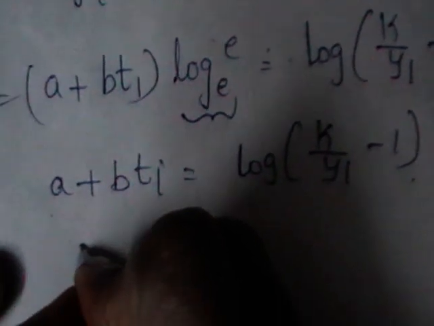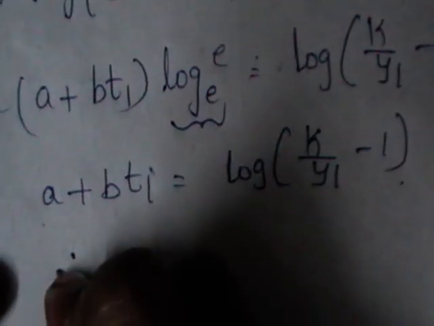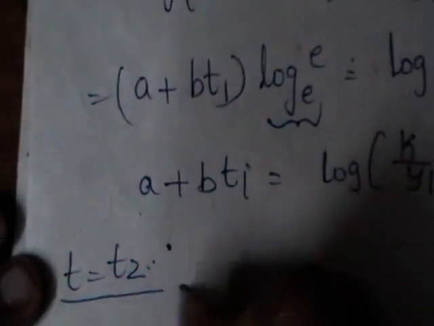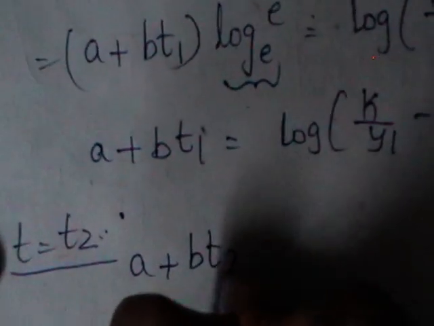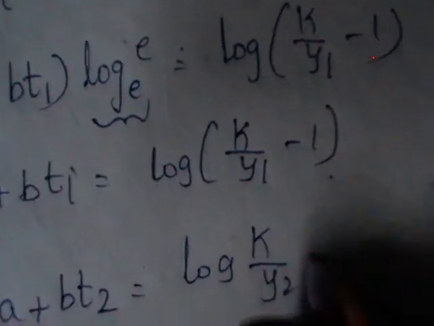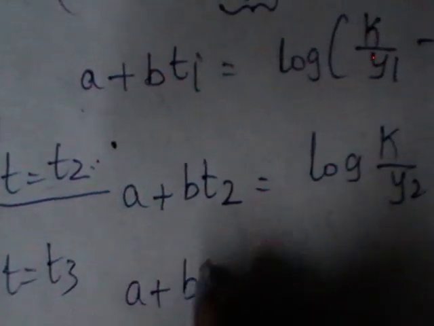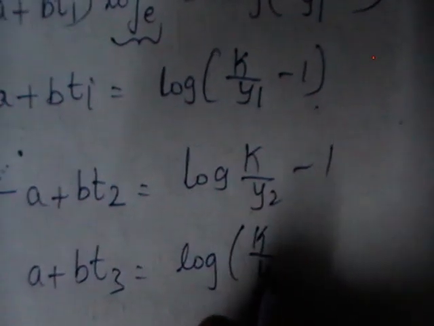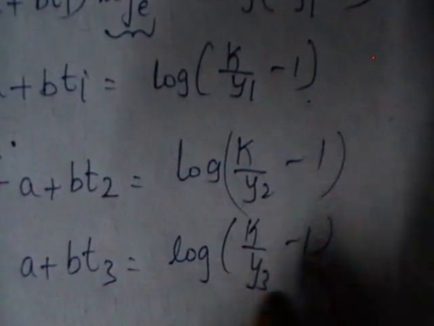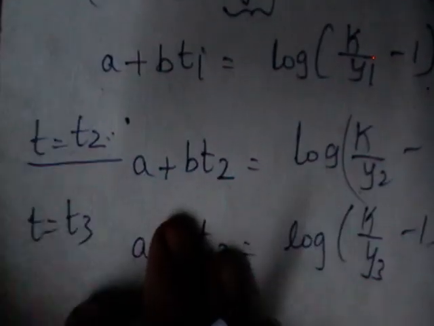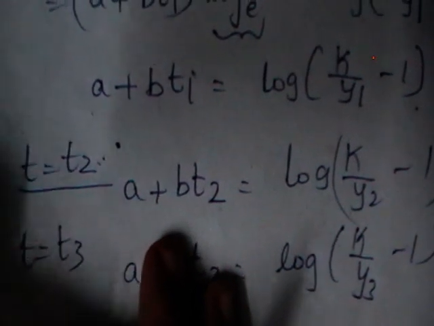From this similarly you will get a plus b t2. If you put t is equal to t2, how much will you get? With the same simplification you will get a plus b t2 is equal to log of k by y2 minus 1. If you put t is equal to t3, you will get a plus b t3 is equal to log of k by y3 minus 1. Now we have obtained three expressions at t is equal to t1, t2 and t3.